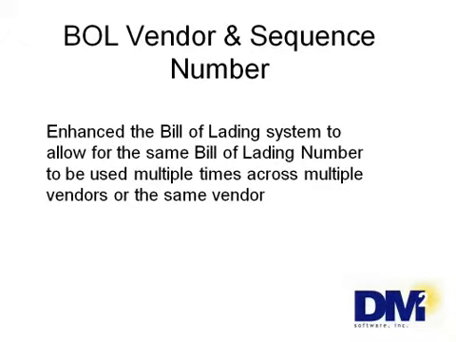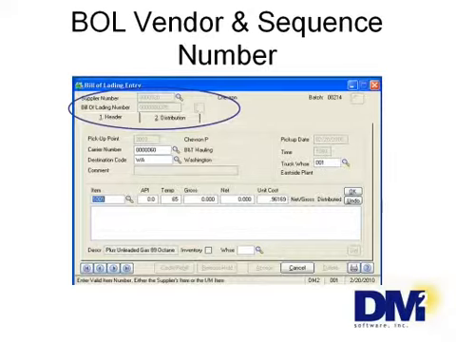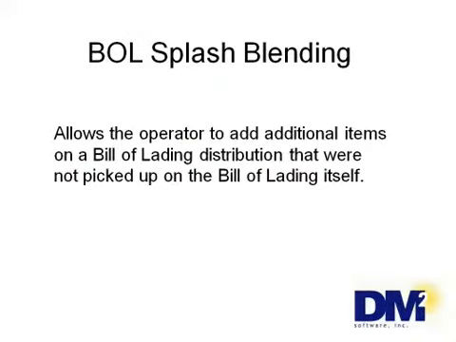Okay, bill of lading, and I'm running out of time. We've added vendor and sequence number, so that allows us to process multiple bills of lading for the same vendor or other vendors with the same bill of lading number. With the sequence, we're able to track by date and time in identifying if it's a duplicate.